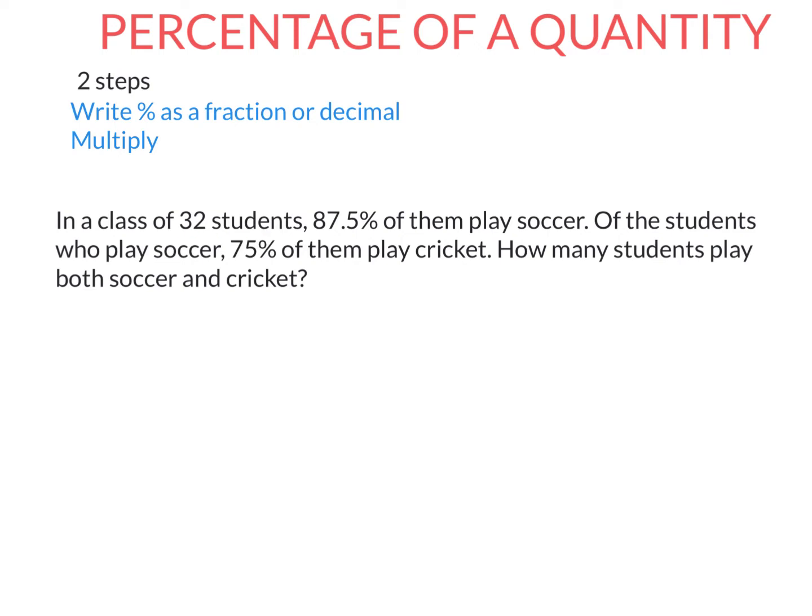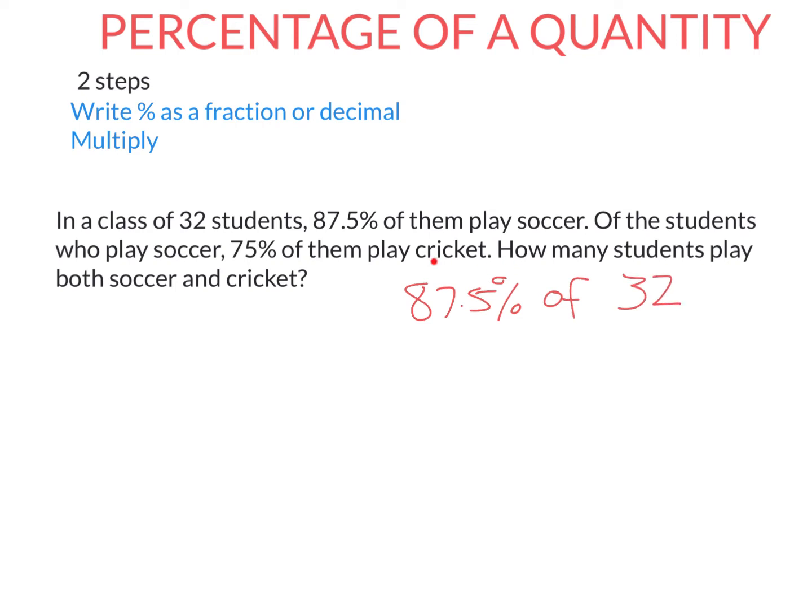Let's say 32 students, 87.5% of them play soccer. Of those, 75% of them play cricket. How many students play both soccer and cricket? So let's start by calculating the number of students that play soccer. So the number of students who play soccer is 87.5% of 32. We're finding a percent of a quantity.